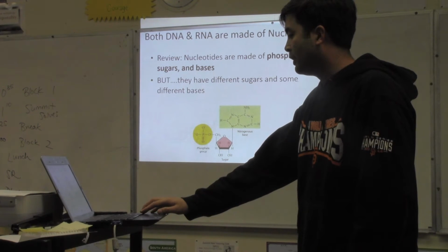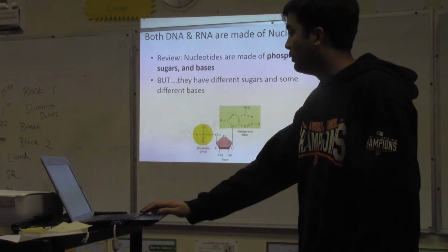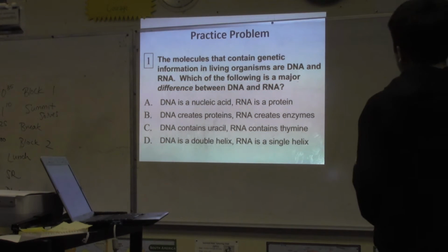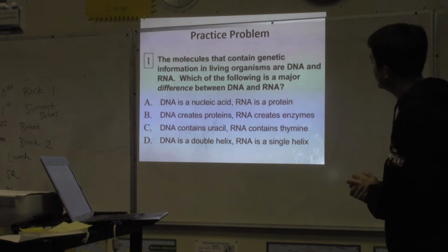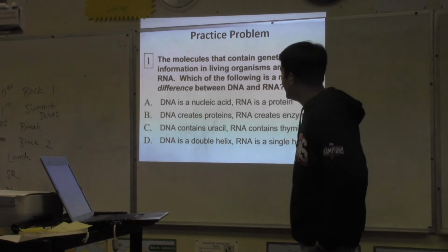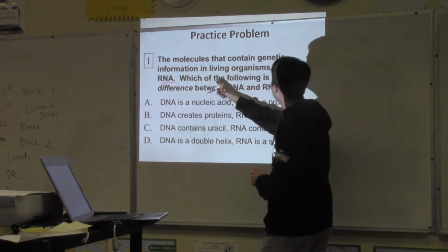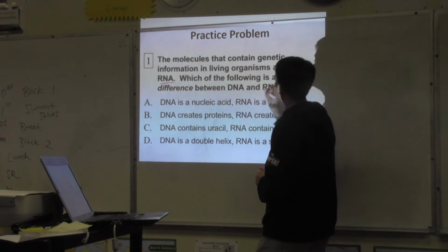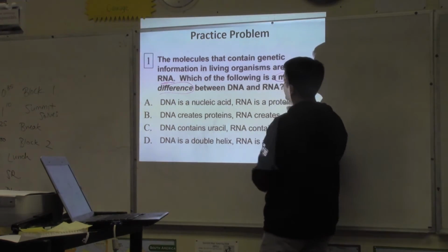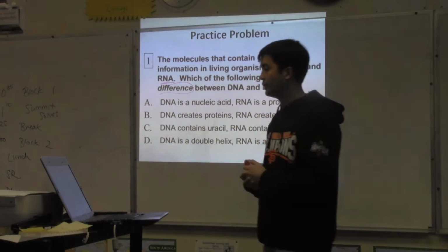All right, moving on. We're going to do a multiple choice practice problem because I think it's always a good idea to practice multiple choice questions. So the first one, the question is asking, the molecules that contain genetic information of living organisms are DNA and RNA. So these are the keywords, DNA and RNA. Which of the following is a major difference? This is another key word in the question. We want to talk about what's different, not what's similar, what's different. All right, so read these different answer choices and try to find the right answer for that question.